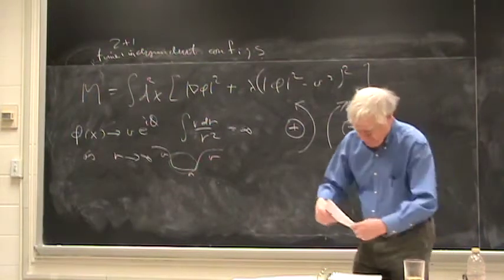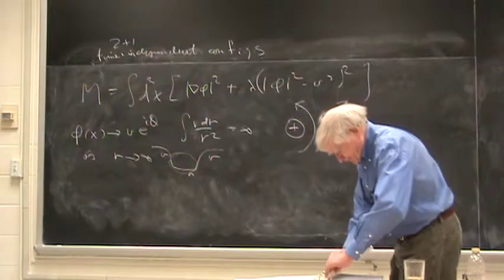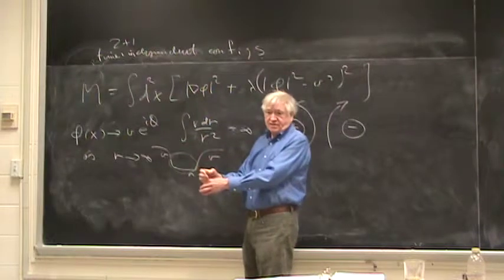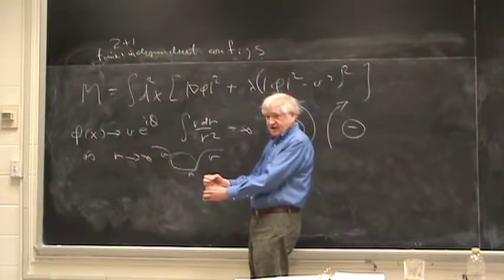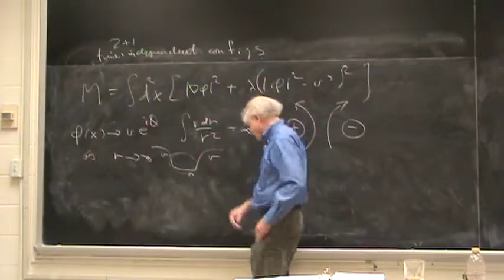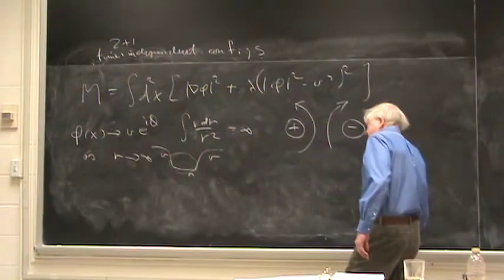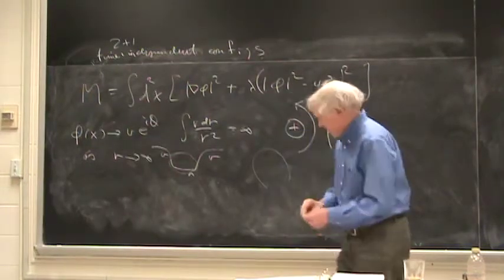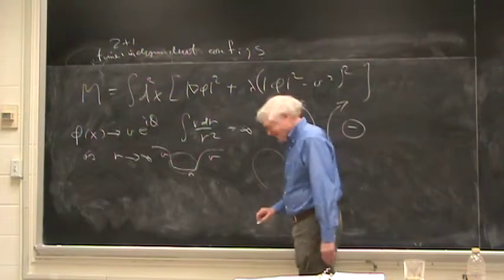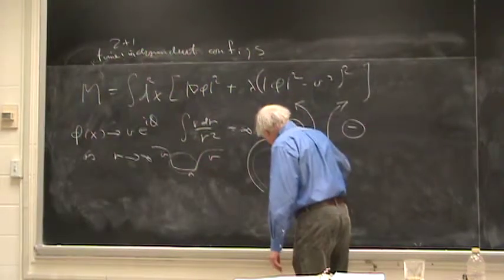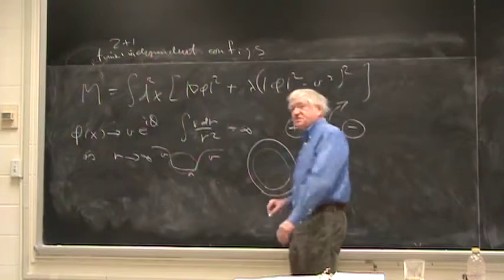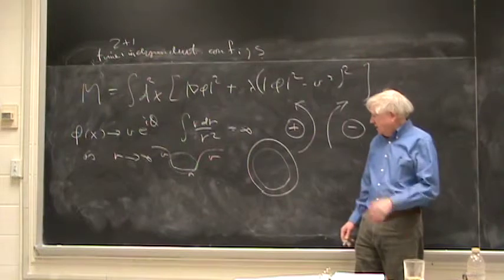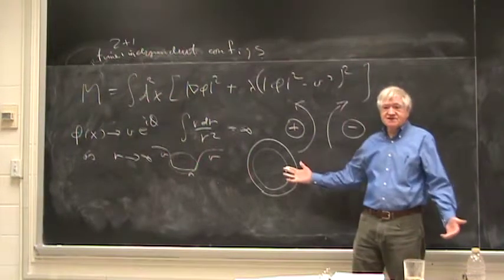Let me put it differently. Suppose we think of this not in 2 plus 1, but in 3 plus 1 dimensions. Then what we're talking about is an ungauged vortex. This vortex can close on itself, can form a closed loop. Well, then you're fine, and obviously the energy is finite.